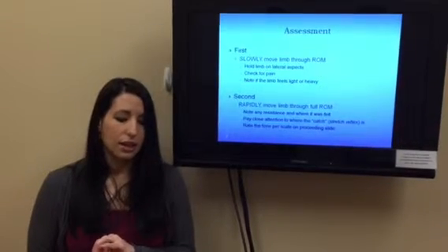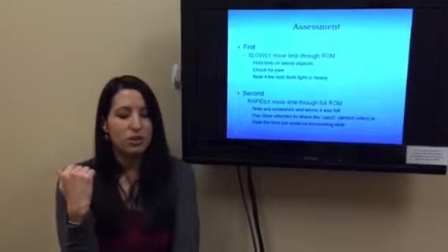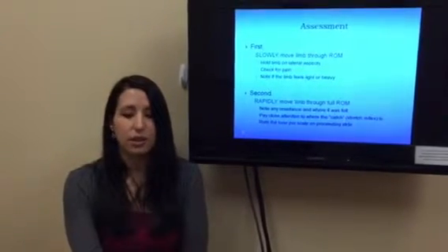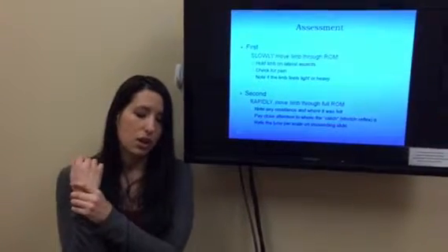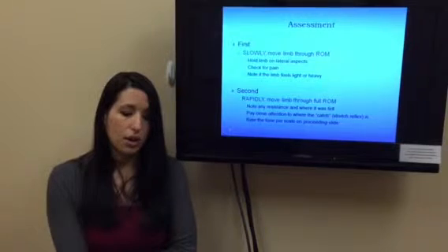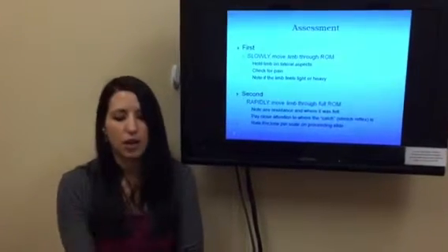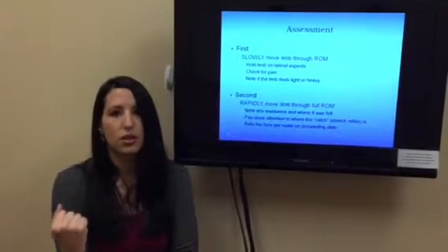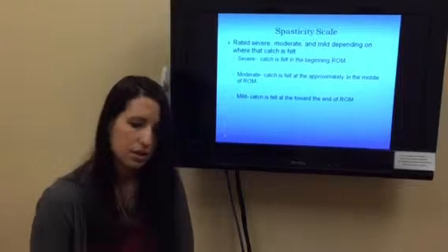And then secondly, you're going to move the limb more rapidly through range of motion. So holding it on the lateral aspects, you're going to move it quickly like this. And you want to take note of whether the limb catches and where it catches. So if it catches up front in the beginning range of motion, or in the middle, or at the end, that is going to tell you how you rate the tone. So we'll look at the scale next.